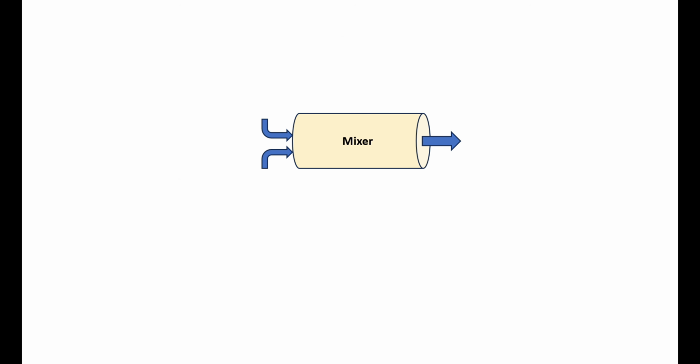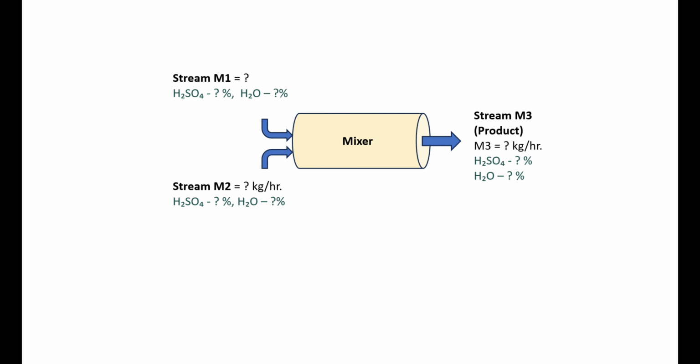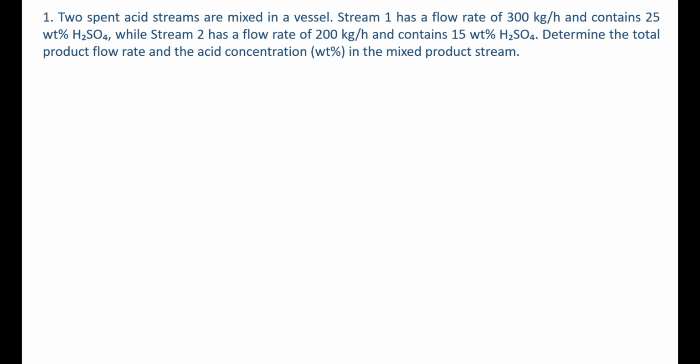So in this tutorial, two streams are going inside a mixer and they are mixed to form one stream of product. The first stream I want to call M1. The second stream entering the mixer would be M2, and the final product I'm going to call M3. In the input streams, an aqueous solution of acids will be given as a feed. So it will have an acid percentage and the remaining would be water percentage. Similarly, in the product stream also, we will have some acid percentage. Let's solve a problem and understand this concept better.